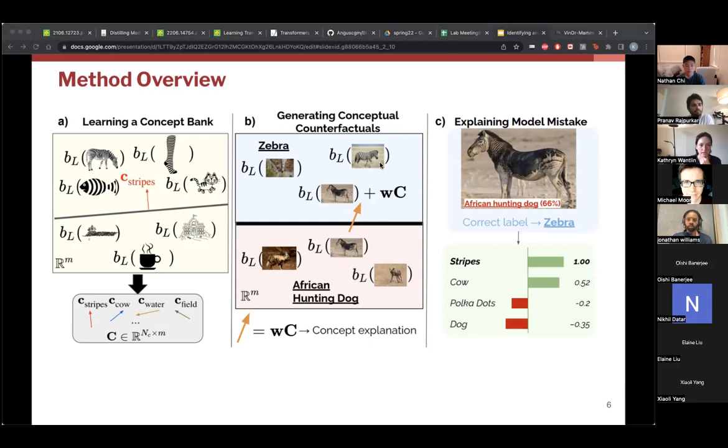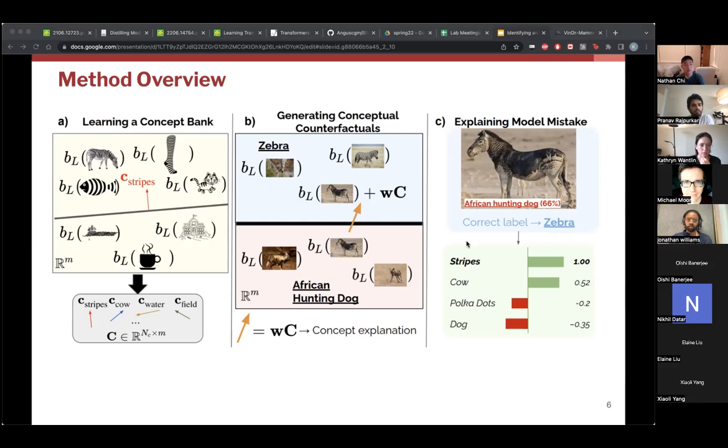So given this misclassified example, we would like to generate the conceptual counterfactual, aka what concepts, if they had shown up in the embedding space for this zebra, would have pushed it over the line to the correct space to be correctly labeled as a zebra.